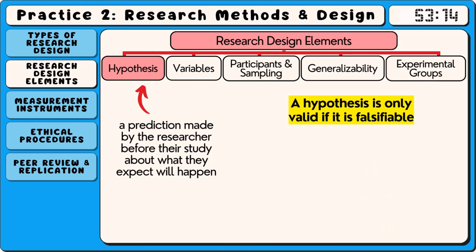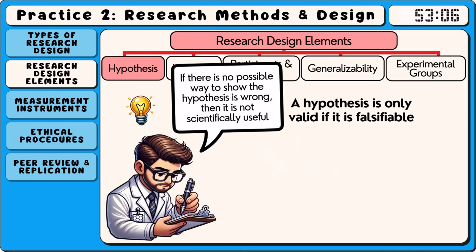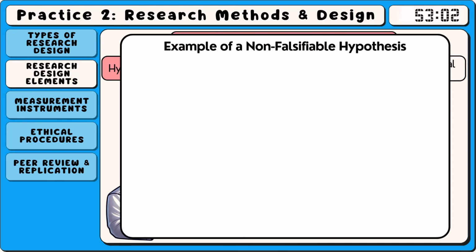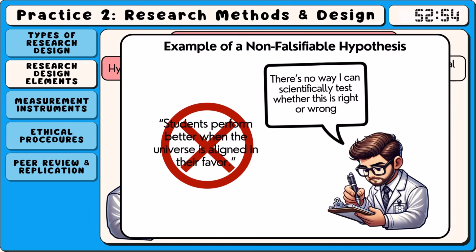A hypothesis is only valid if it is falsifiable. This means that it can be tested and potentially proven wrong with evidence. If there is no possible way to show the hypothesis is wrong, then it is not scientifically useful. For example, a non-falsifiable hypothesis might be, students perform better when the universe is aligned in their favor. Here, there's no way we can scientifically test whether it is right or wrong, so it's no use to researchers.